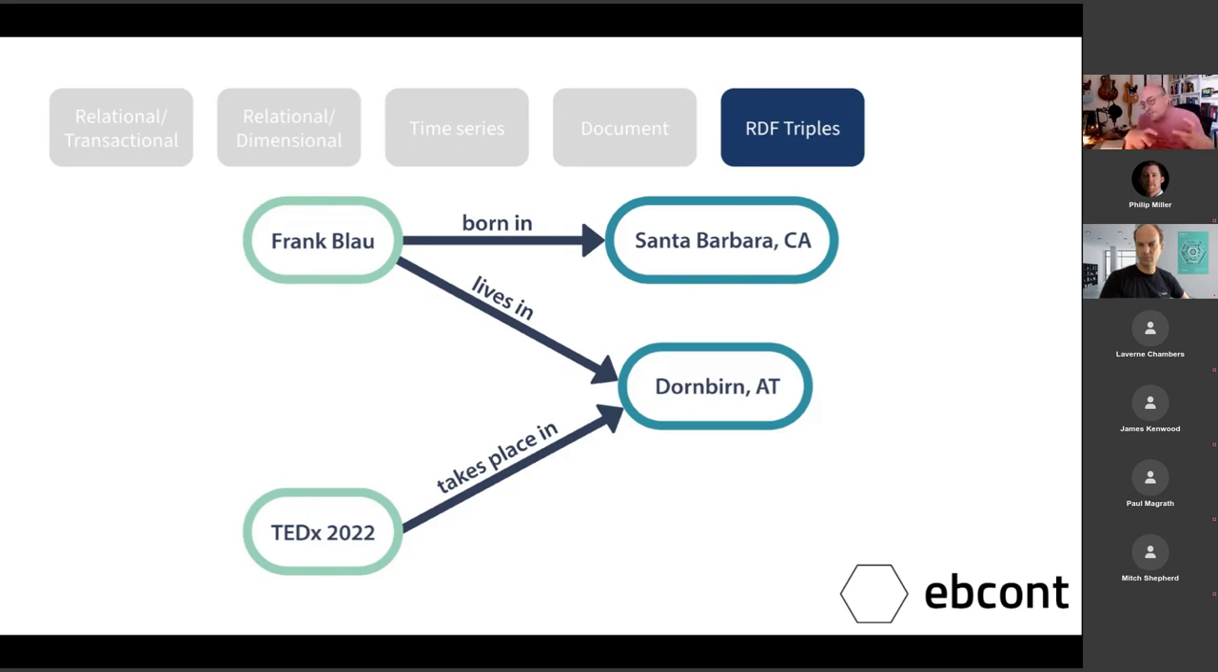If I organize my information this way, I can ask some really interesting queries that I wasn't able to ask previously. If I store data at scale in this way, I can say, show me all the people who grew up in California or were born in California and are somehow associated with events that happened in Austria. And it's very easy to do these kinds of queries with millions, even billions of nodes stored this way.